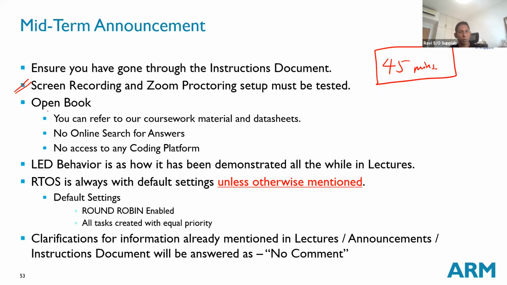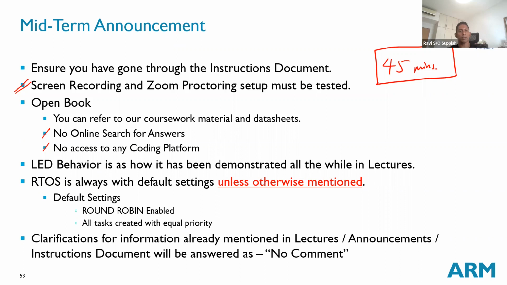It's open book, which means you can refer to our course material and data sheets. You're not allowed to do any online searching for answers, and you're not allowed to access any form of coding platform, whether it's online or on your laptop. No coding platform means you can't use MicroVision. You can't access MicroVision to see your code.